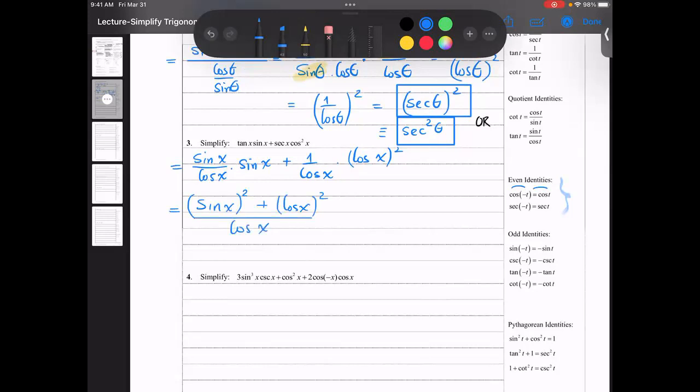What is the top equal to? 1. If you forget everything else, that's the one thing you should remember, at least remember that one. Sine square x plus cosine square x is 1.